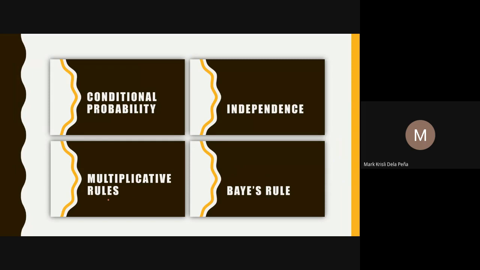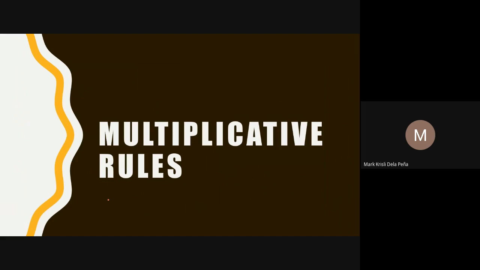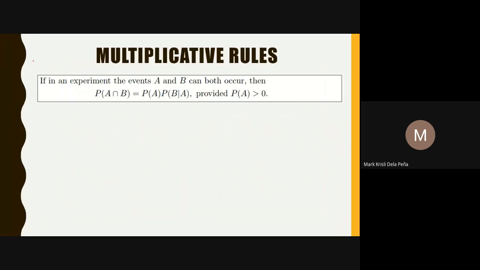Let's now discuss multiplicative rules. In this topic, we will be discussing how to determine the intersection of events without listing the outcomes or the sample points in the sample space. Let's go back to the definition of conditional probability. The multiplicative rule, or product rule, is actually a derivation of the conditional probability. If you recall, the probability of B given A is equal to the probability of the intersection of A and B divided by the probability of A.